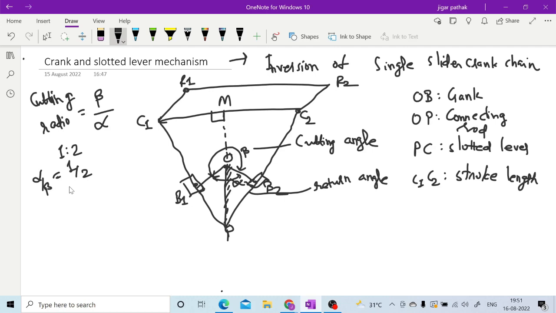Now, as you can see here, one more important thing to do is to have an idea about this stroke length, because this is of our interest, that how much stroke length we are going to get if we use it for a particular cutting operation or something like that, right?